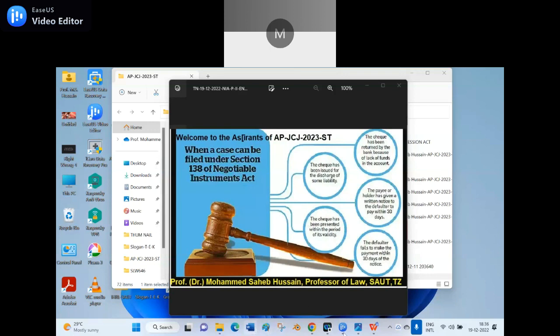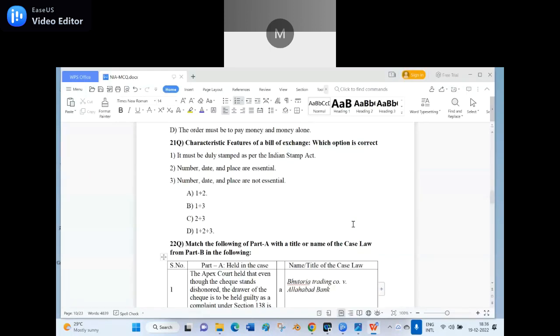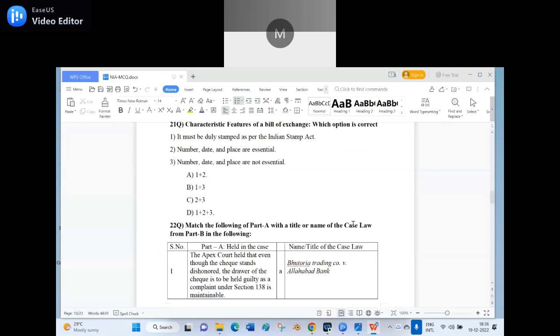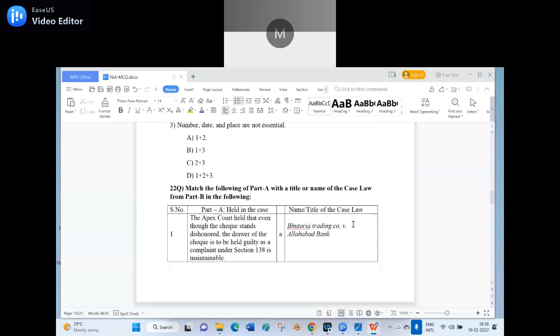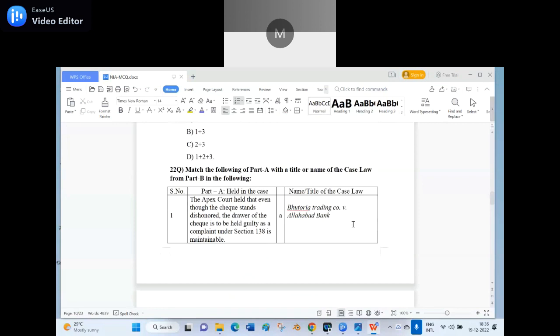Without wasting time, let me go to our study. We covered up to the 21st question in the last class, on Saturday, and today we are going to deal with the 22nd question. Be ready. I already told you that I am going to ask as many cases as I can. Match the following: part A with the title or name of the case law from part B.